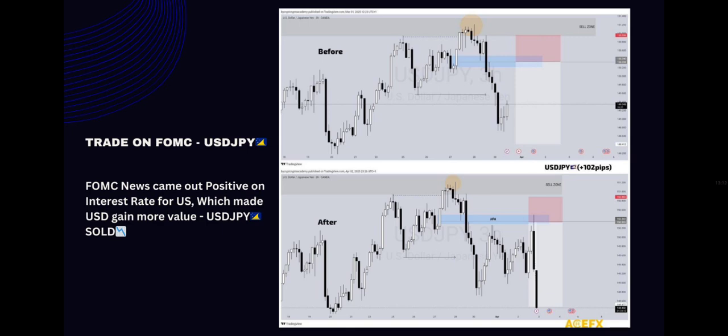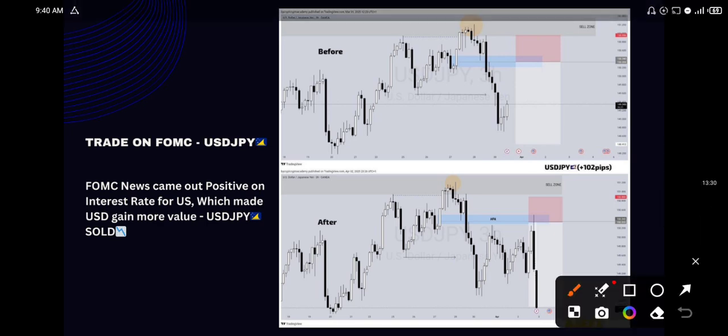I don't know why I made so much mistake on this. So when the FOMC meeting came out, it made USD lose value and JPY gained. USD JPY sold. Why? Because USD lost value. So you can see this was why I took the trade. This was my entry, and this was the entry over here, and the market ranged a bit before getting there, and all of a sudden, boom, gave me my profit.